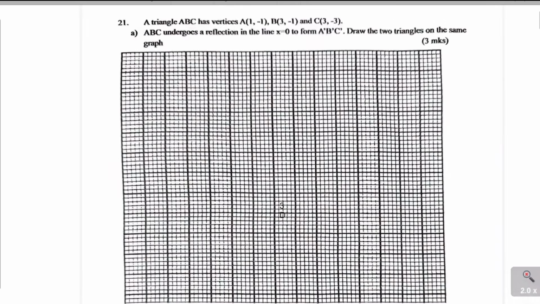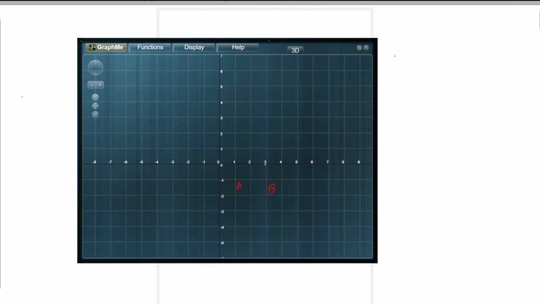And then C. And then C is 3, -3. 3, -3 is here. So it is here. Now you can join the object. So you have A to B using straight lines, then from B to C, and then A. So that is triangle ABC.